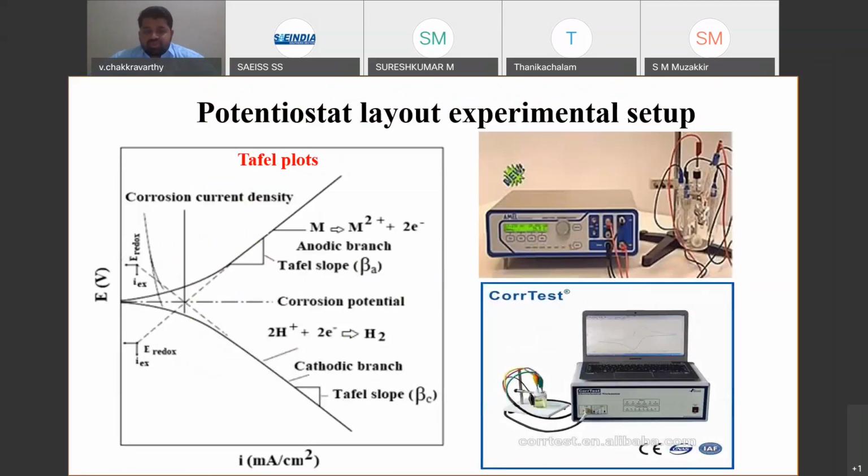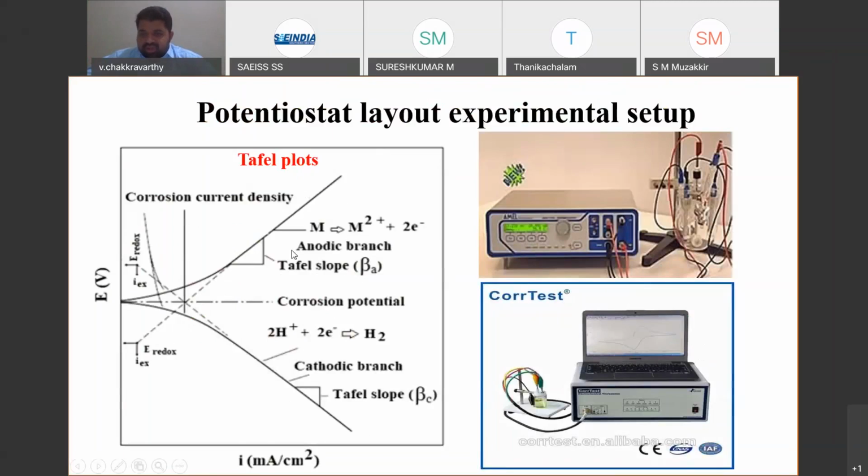So once this potentiostat is connected, I'll be generating some graphical values. That graph is called Tafel plots. The Tafel plot is the most common graph which will extrapolate the corrosion resistance of a material. The potentiostat is interfaced with a computer, and in the computer the graphical values are automatically represented by means of a Tafel plot.